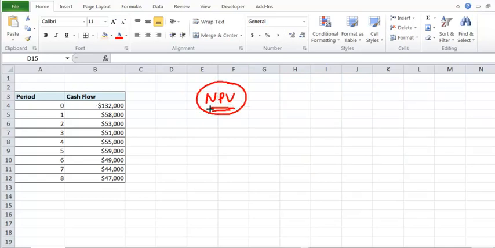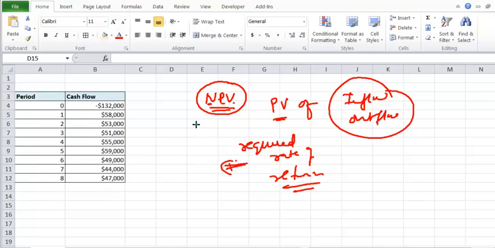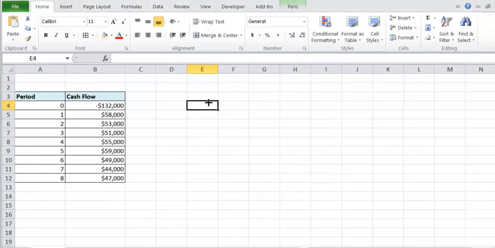NPV of a project is known as net present value. That is, it is the present value of all the inflows as well as the outflows. So to compute the present value, we need to have a required rate of return. This you will usually decide based on the riskiness of the project. So in Excel, suppose we know our required rate of return, we will be able to compute the NPV. So let's see the formula of NPV in Excel.